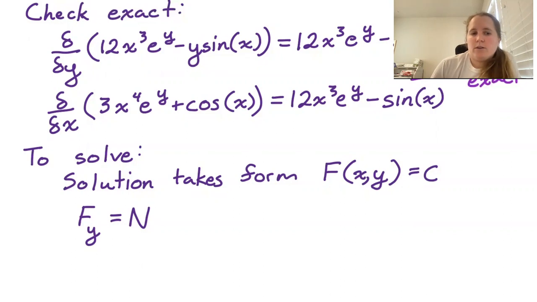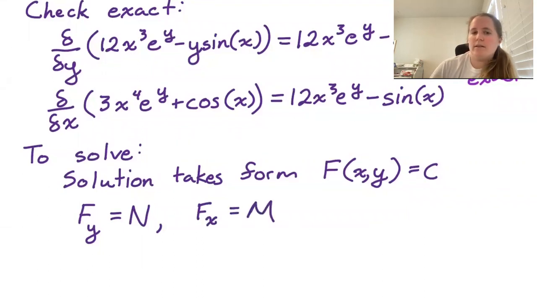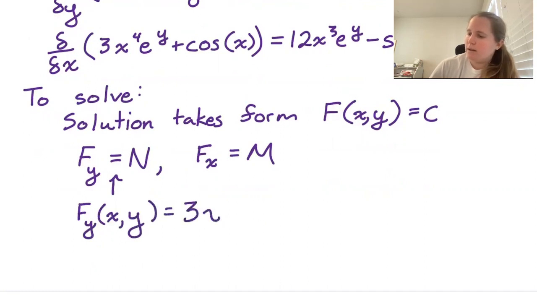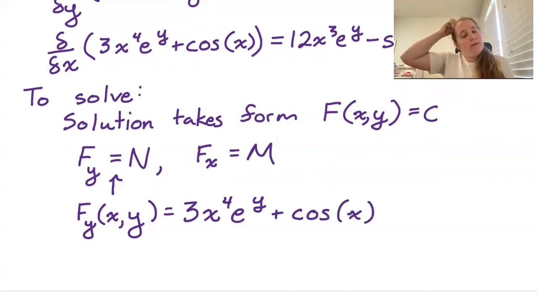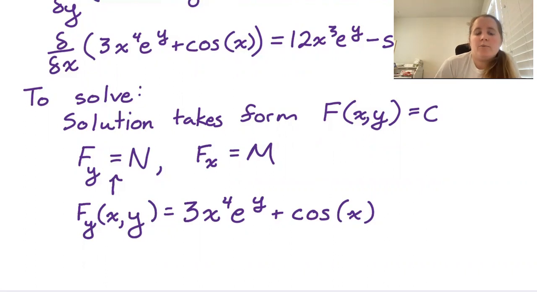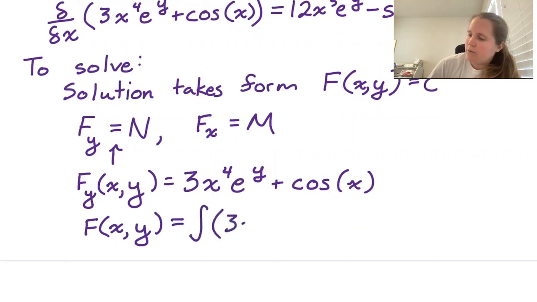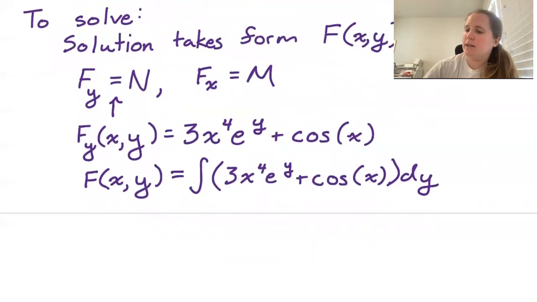All right, so we know that the partial with respect to y of F is N, and the partial with respect to x is our M. So let's go ahead and use this first piece. So we have the partial with respect to y, evaluated at x, y, should be equal to 3x to the fourth e to the y plus cosine of x. So now, since that's the partial with respect to y, we're going to integrate with respect to y, and we will treat x as a constant. So we have F of x, y should be equal to the integral of 3x to the fourth e to the y plus cosine of x dy. Again, we're going to treat x as a constant.